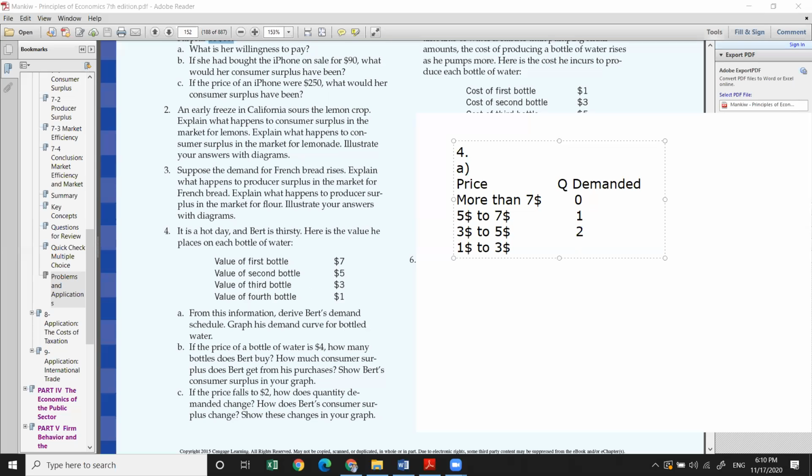And from $3 to $5, he buys 2 bottles. If the price is ranging between $1 and $3, like the value of the third bottle, he is willing to pay a maximum of $3 for 3 bottles. And if it's $1 or less, he will purchase 4, the quantity demanded. And now we need to illustrate this graphically.